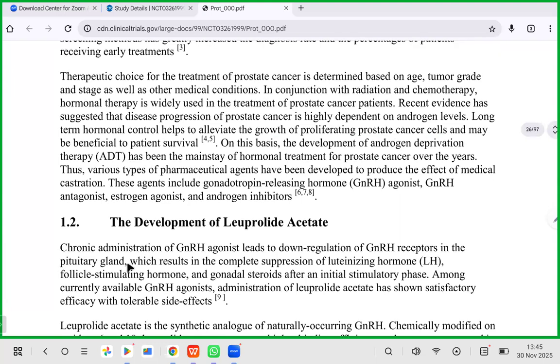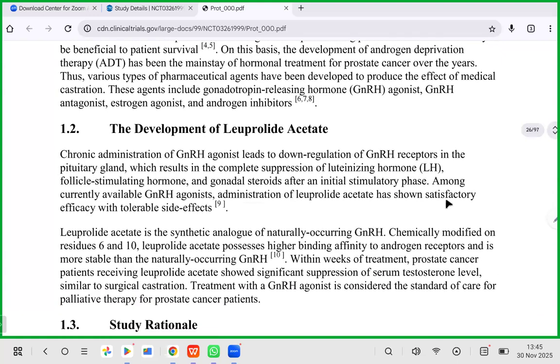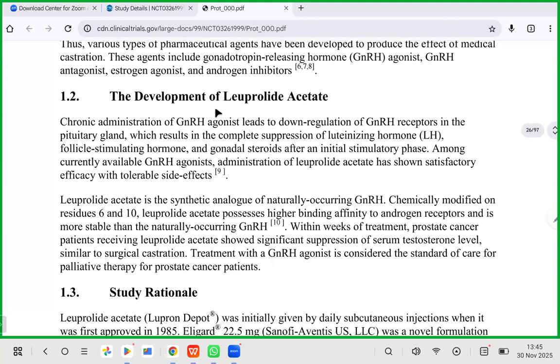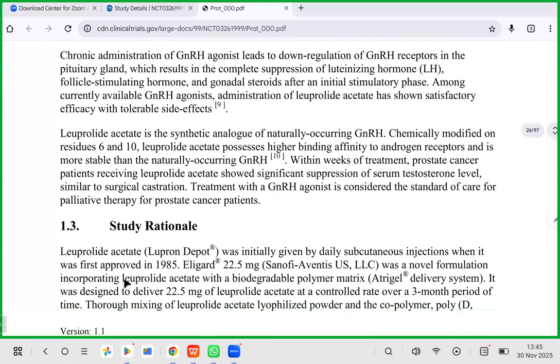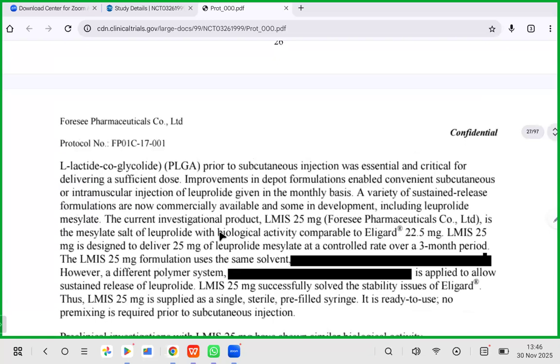So they are telling about the development of the drug leuprolide acetate. Okay, and then they will talk about some molecular level details about the drug and the mechanism of action. You can find it here. And then what is the study rationale? Okay, so they are telling the drug was initially given by subcutaneous injection, when it was first approved in 1985. Okay, and then it is designed to deliver controlled release over the period. Okay, and then you will find some information here.